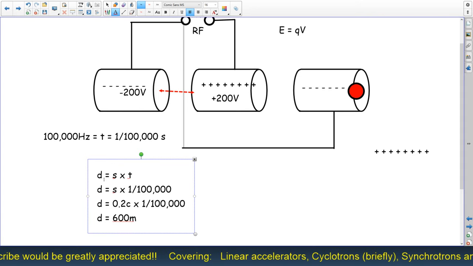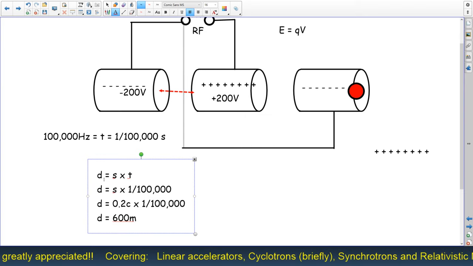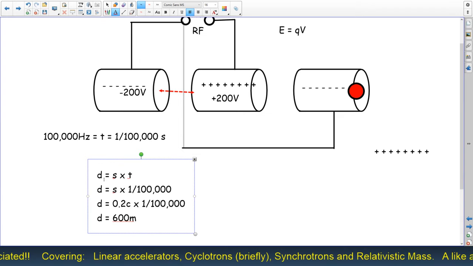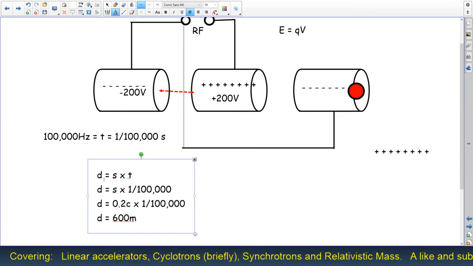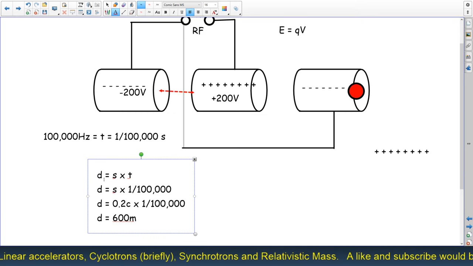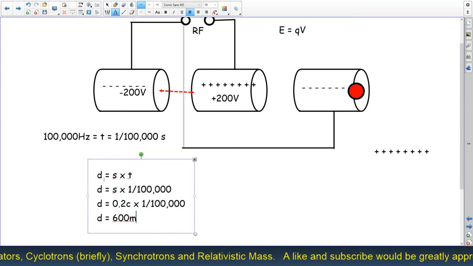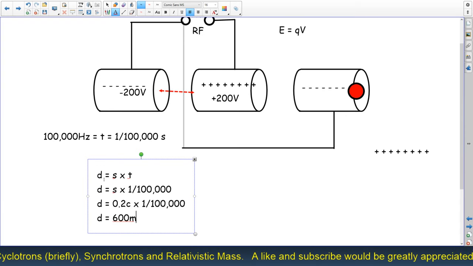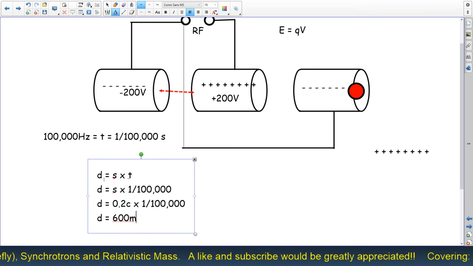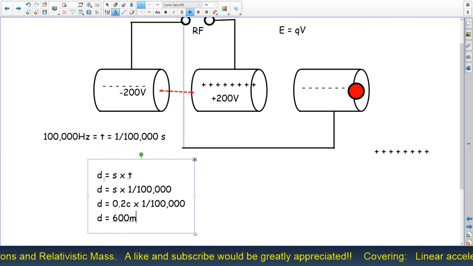Again, you might think, well, 600 meters isn't too far. It's not too bad. You're thinking about a running track stretched out and then half again. That's long, but it's not inconceivably long. But remember, your particle's going to spend 1/100,000th of a second in that before it needs the next tube, which will also have to be more than 600 meters. And that's just one drift tube.